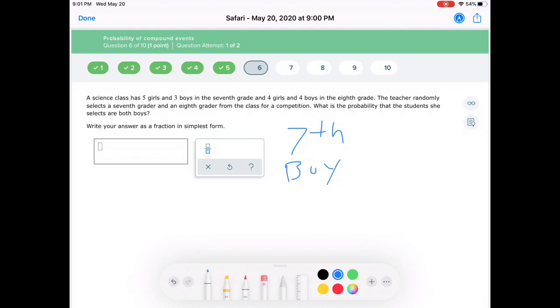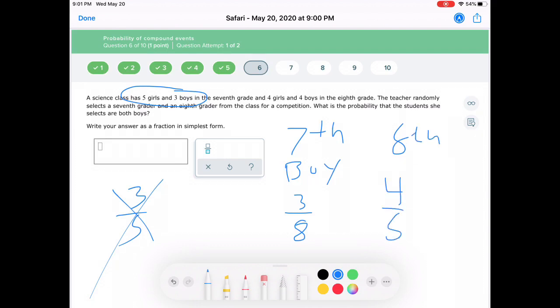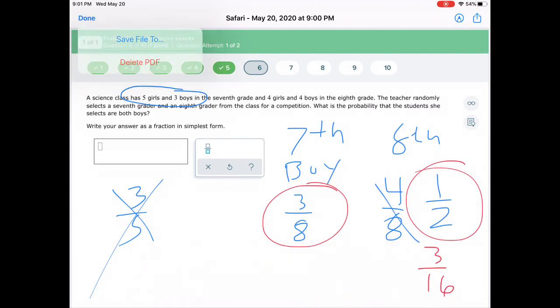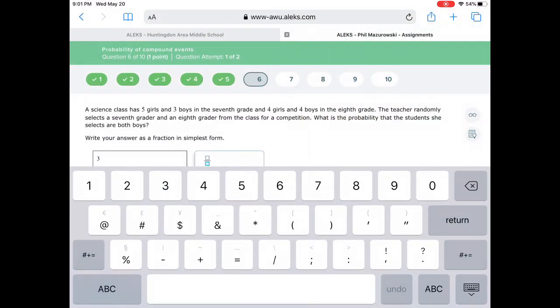And if we look at the 7th grade class, there are 3 out of 8 total students. All right. Make sure that you're not looking at 3 to 5. That's not the way it works. Those are called odds. And we're looking at probabilities, not odds. So we've got 3 out of 8 boys in 7th grade. And in 8th grade, we've got 4 out of 8 boys. And once again, I'm going to go ahead and simplify that to 1/2. So the probability of a boy being selected both times, I need to multiply 3/8 times 1/2, and that gives me 3 out of 16. So I'm going to go ahead and put that answer in, 3 out of 16. It's a very popular answer, it seems.